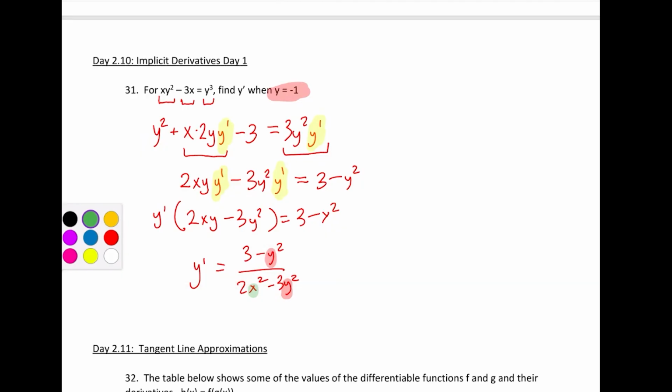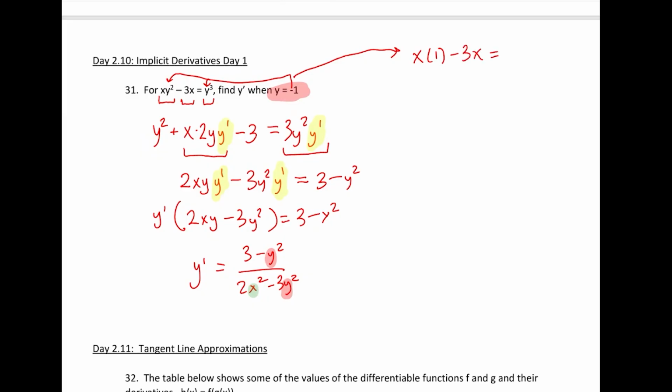And so you might be wondering, where does the x come from? I see the y is going to be negative 1, but we're going to get that x back from the original equation by plugging in this negative 1 and then solving for x. So let's do that over here to the side. So x times negative 1 squared would just be 1 minus 3x equals negative 1 cubed is negative 1. So 1x minus 3x is going to be negative 2x equals negative 1. So here x is 2.